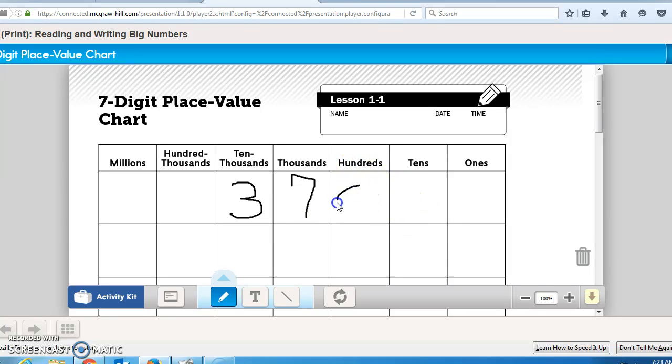80, not 800, 80. So there must not be any hundreds. 80 means that there's 8 tens, and 4 means that there's 4 ones. Every 3 places, there should be a comma. 1, 2, 3. Here's where my comma goes.